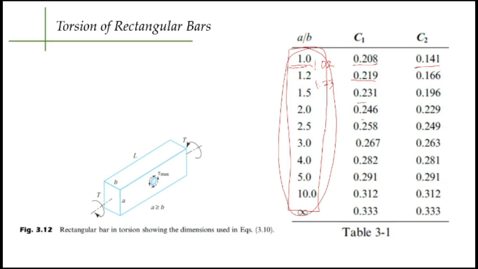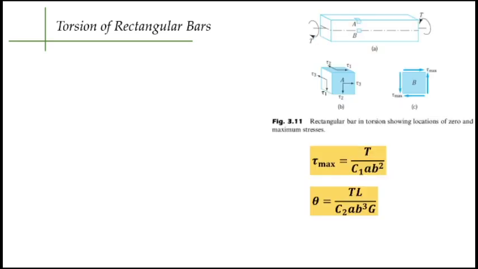And then another is your torsion of rectangular bars, where the maximum shear is T over C sub 1 A B squared, and for your theta is TL over C sub 2 A B cubed G.